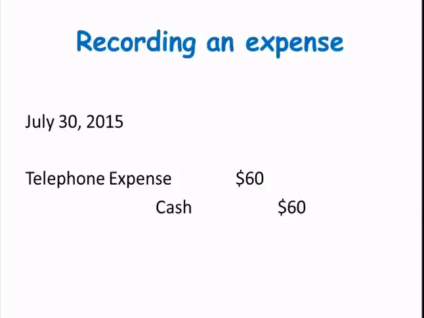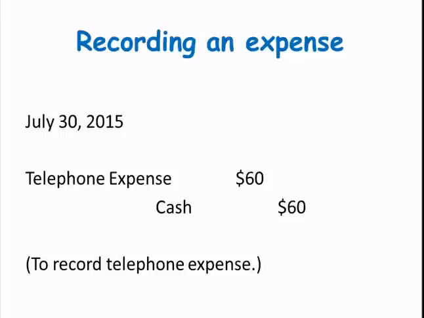Say the doctor is cutting his check on July 30th, and the telephone bill is for the month of July. We'll put July 30. We'll debit telephone expense for $60. Let's say the bill came out to $60. We'll credit cash for $60 because cash decreased. $60 equals $60. Our debits equal our credits, our journal entry balances. And finally, our explanation: to record telephone expenses.